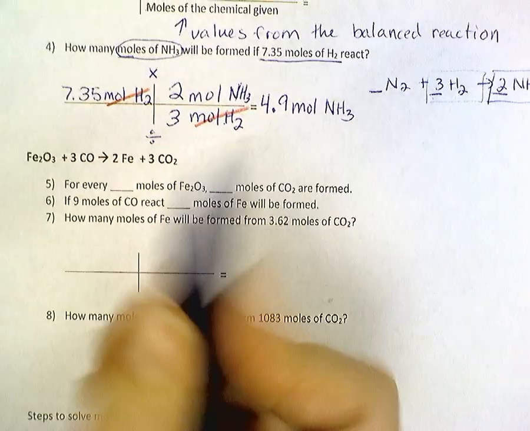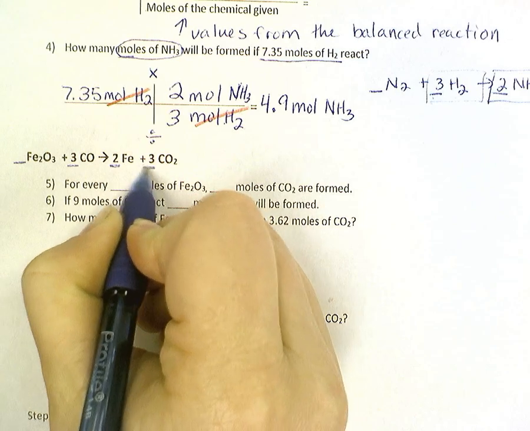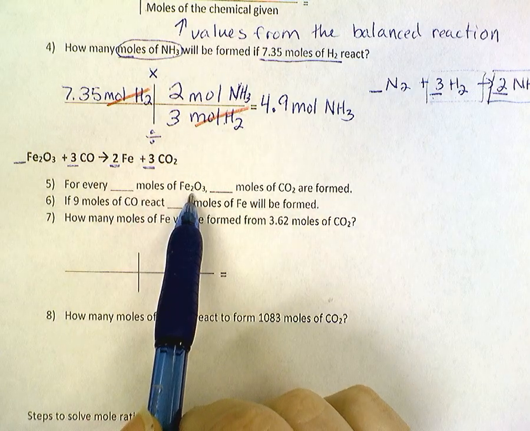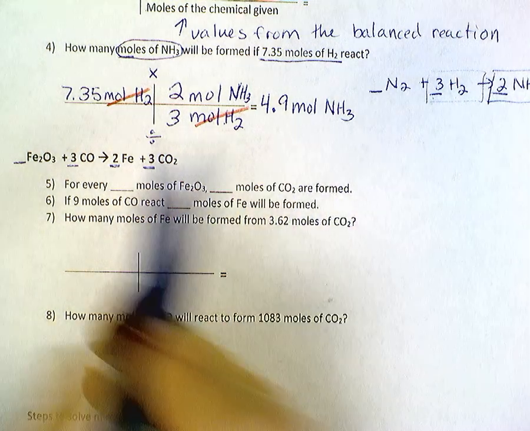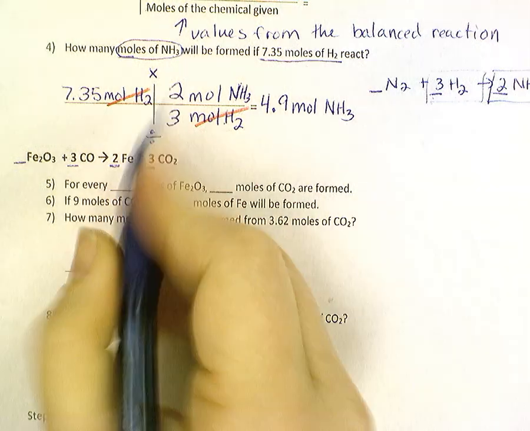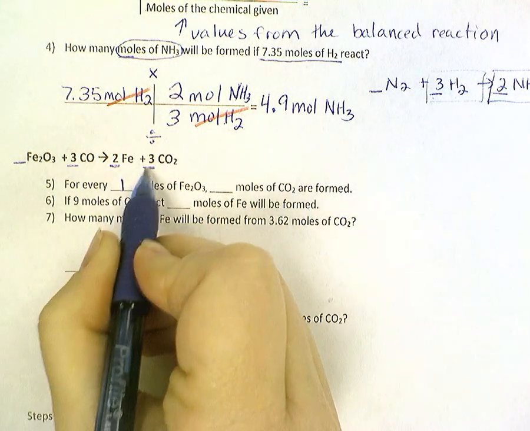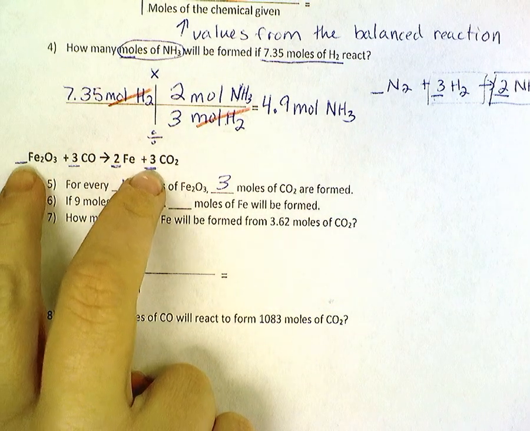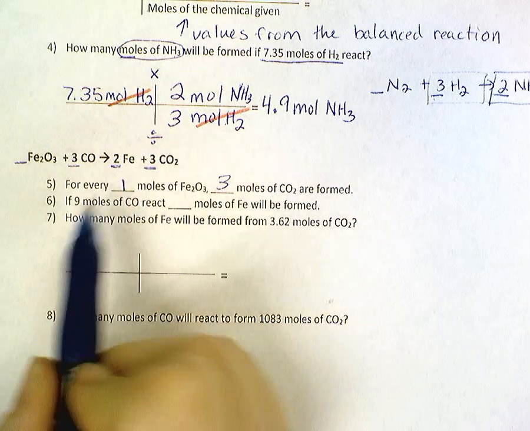Alright, we have a new balanced reaction, so we can see our coefficients on each chemical. It says for every blank moles of Fe2O3, blank moles of CO2 are formed. So for every 1 mole of Fe2O3, 3 moles of CO2 are formed, and we're just getting that from our coefficients on those. So it's just making comparisons between two chemicals.